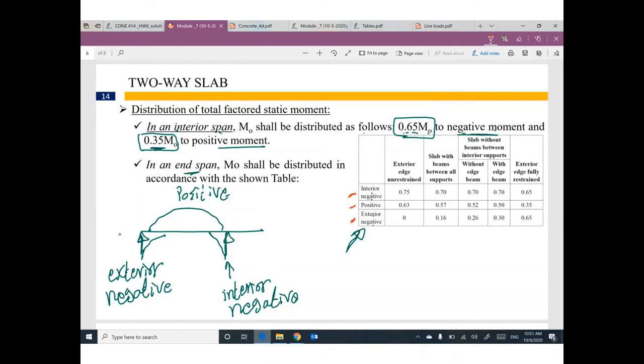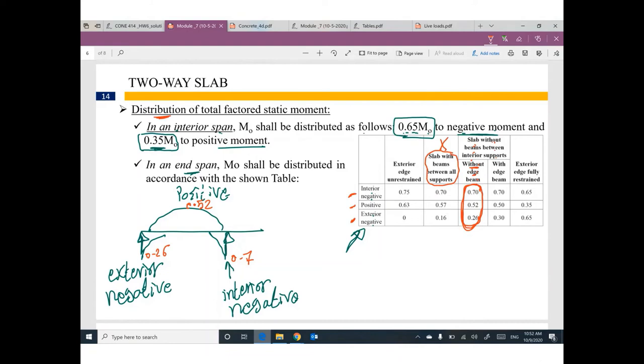Do you have beams? No. Slabs without beams. Do you have edge beam? No, we don't have edge beams at all. So without edge beam, I'm going to use these values: 0.7, 0.52, 0.26. Slab without beams between interior support, without edge beam. So I'm going to use these values to distribute the total moment.